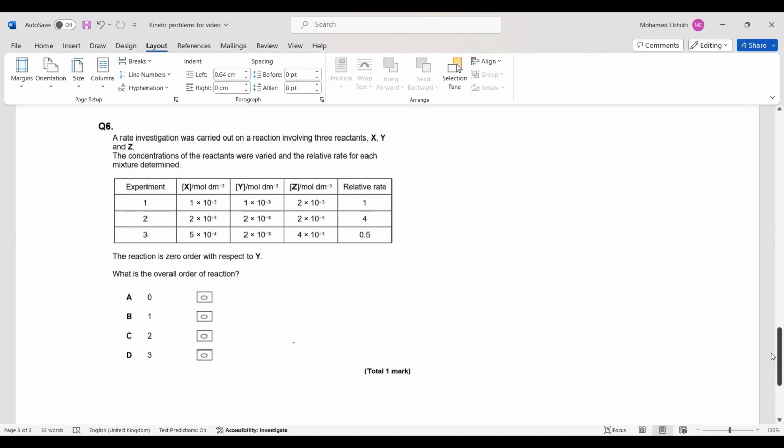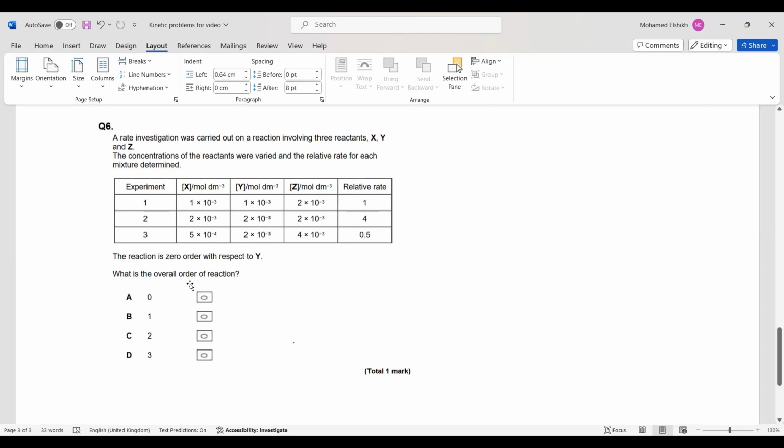Now, the overall order of any reaction, and maybe we forgot to do it in the first one, is the summation of the different orders with respect to each reactant. So, for example, if we have reactant X and reactant Y, reactant X has an order of 1 and reactant Y has an order of 1. So when you add the two, the overall reaction order will be second order, 2. So here it is telling us that the reaction is 0 order with respect to Y. So for Y, the change of concentration doesn't affect the rate at all.